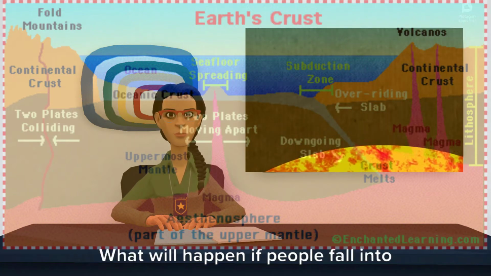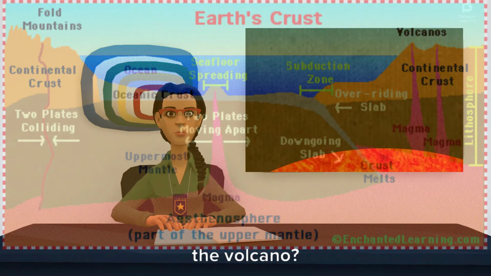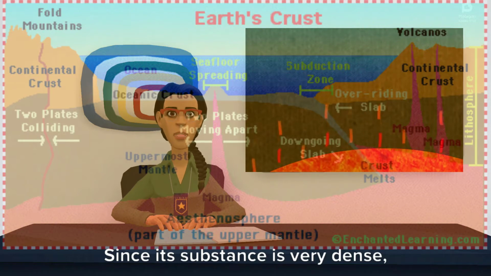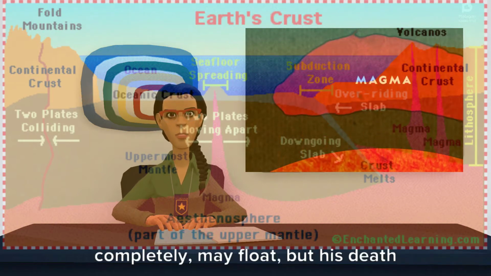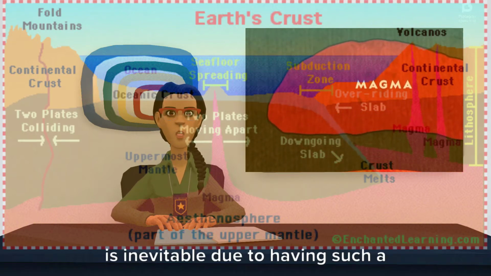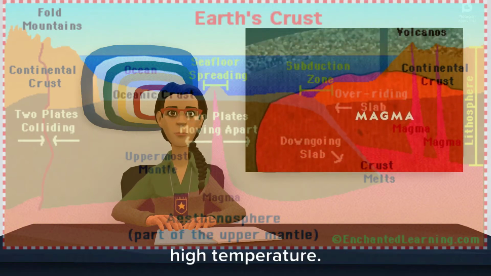What will happen if people fall into the volcano? Since its substance is very dense, if a person falls, they will not sink completely, and may float, but their death is inevitable due to the extremely high temperature.